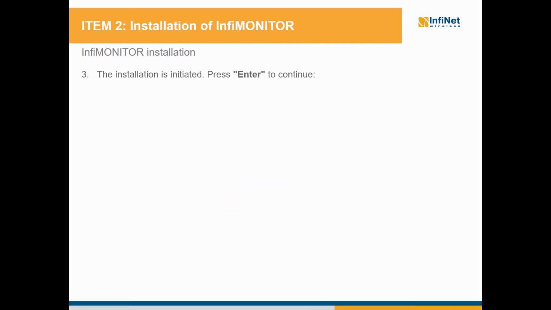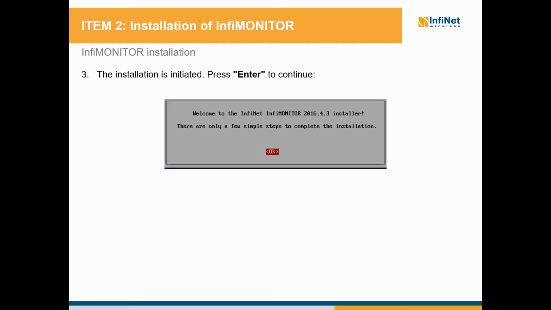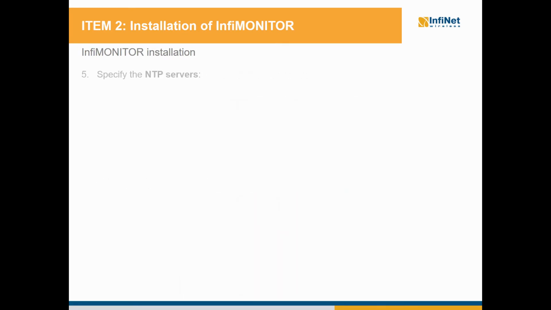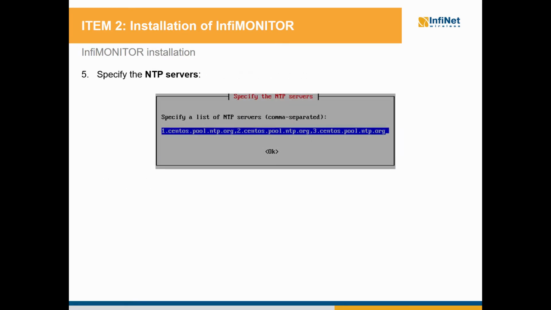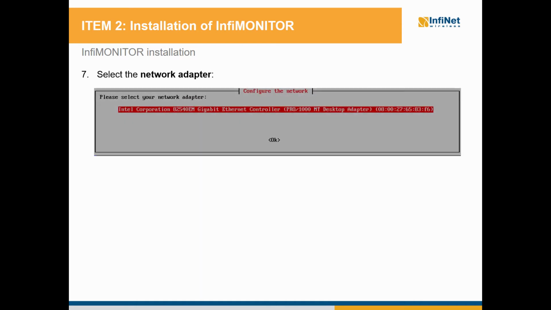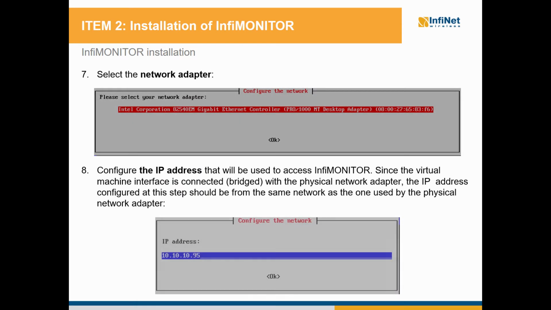Now the installation is initiated and a few configuration steps need to be performed. Press Enter to continue. Then select your time zone from the list. Next, enter the NTP servers or leave the default ones and hit Enter. Then select the virtual hard disk that you have created earlier. Select the network adapter. Then configure the IP address that will be used to access InfiMONITOR.